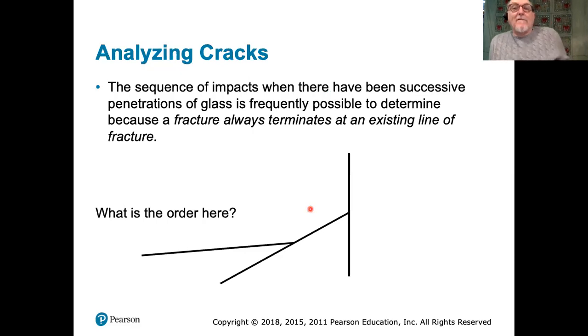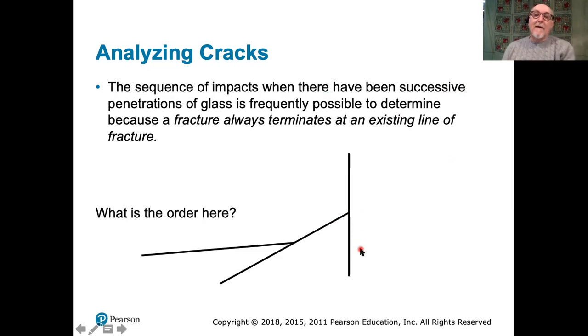So what if several impacts are made on glass? What if we've got, for example, several bullets fired through a window? Each of them is going to possess a set of cracks, but contained in those cracks, we can see the order in which the window was cracked, because a crack will not run through another crack. A crack will terminate at a crack.